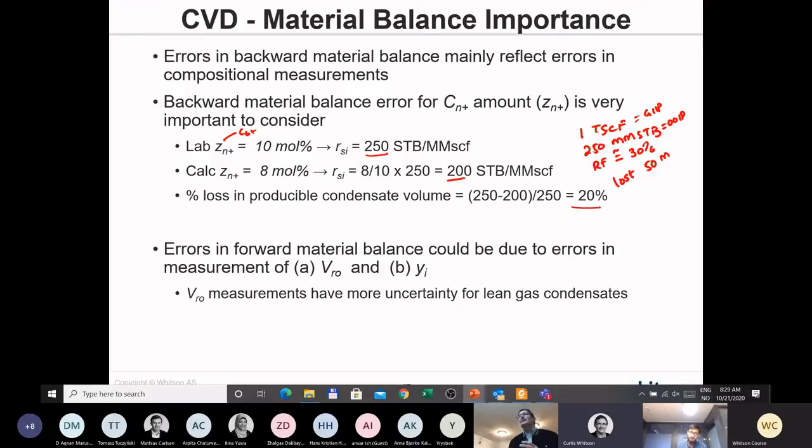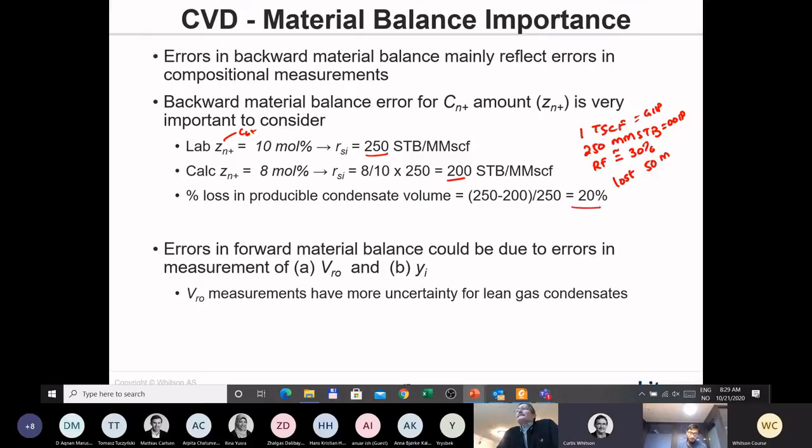So these are big numbers. The 20% is an unacceptable material balance error by the laboratory, and you wouldn't want to force the equation of state to match the 8 mole percent of C6 plus being produced over the CVD experiment, because it's basically got too little condensate that it's producing. So I think it's also the initial gas in place as well as the initial revenue, which is probably even more important, of course.